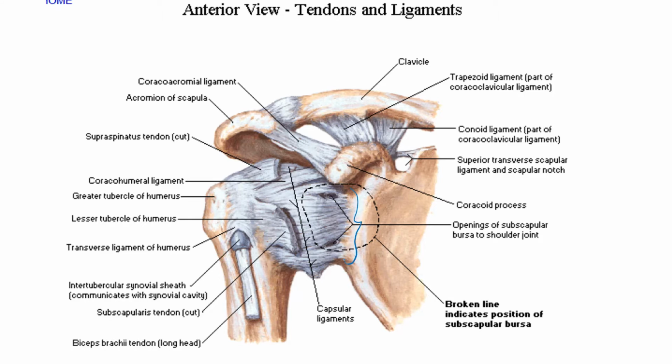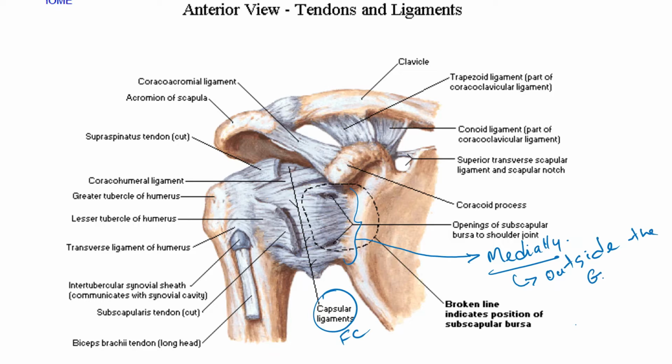As we can see here, the capsular ligament over here is the fibrous capsule. This fibrous capsule is attached medially over the margins of the glenoid cavity. So the attachment of this fibrous capsule medially is over the margin of the glenoid cavity, which covers the glenoid labrum. That is, the attachment of the fibrous capsule is outside the glenoid labrum.